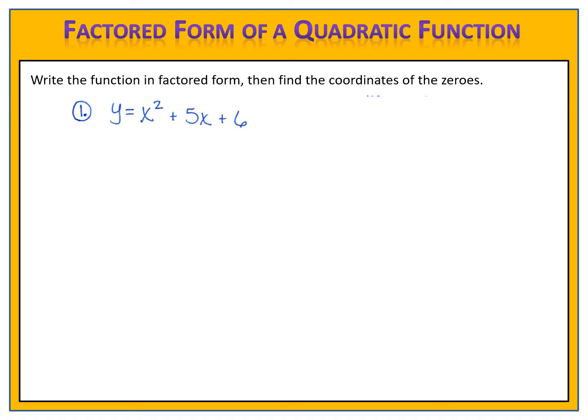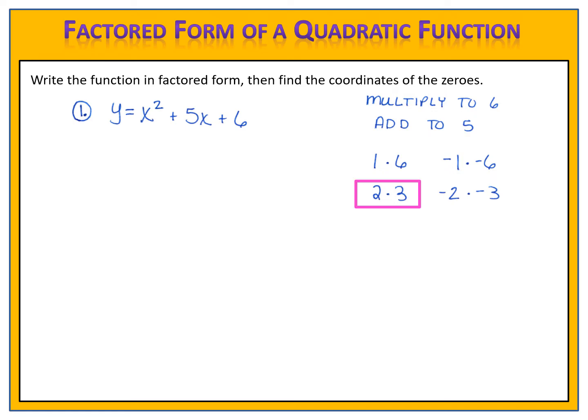Here we have a quadratic trinomial. We need numbers that multiply to 6 and add to 5. We could make a list of the possible candidates: 1 times 6, 2 times 3, and their negative counterparts. The pair that adds to positive 5 is 2 and 3. Because we have a leading coefficient of 1, it would be very simple to factor this right away to (x + 2)(x + 3). Or, if you prefer, you could use the grid.